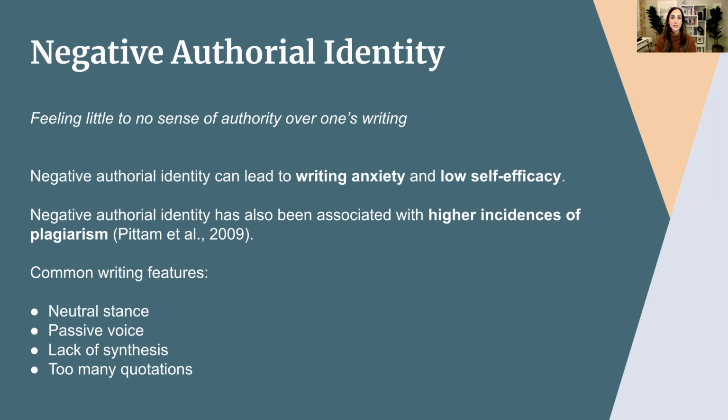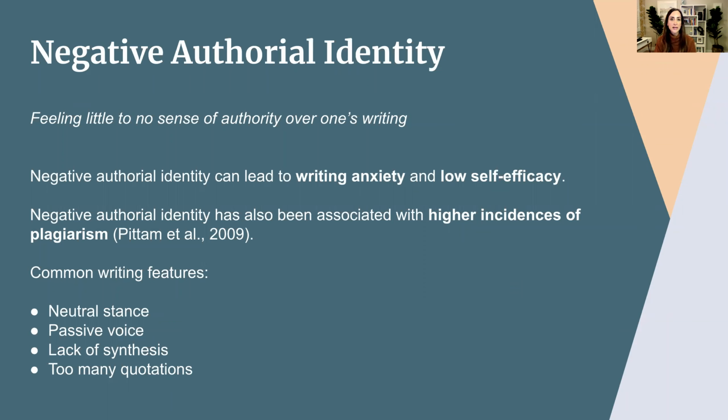It tends to lead to, and there's quite a bit of research on this, writing anxiety and low self-efficacy. And interestingly, a lot of the research on authorial identity is around plagiarism. I've put one source here, but there were many where they found this relationship: when someone's authorial identity is negative, an inverse relationship, then they have higher incidences of plagiarism. There are a lot of reasons why, but plagiarism isn't the only way that this can manifest.